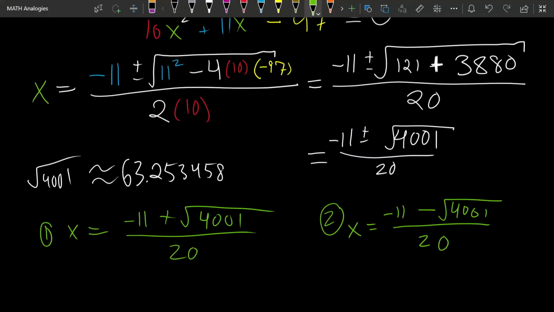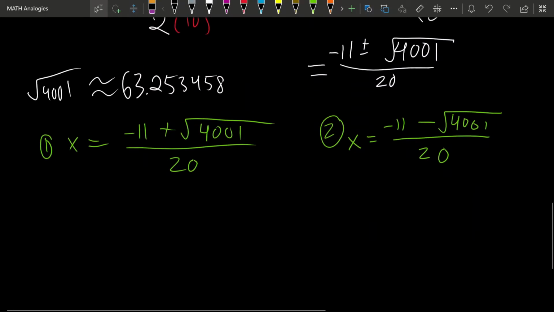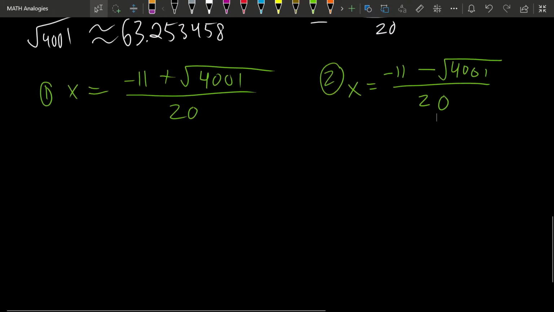So we actually got two different answers that both should work. So you don't believe me? Let's check it. Let's see, this problem started out red, didn't it? So we can check.